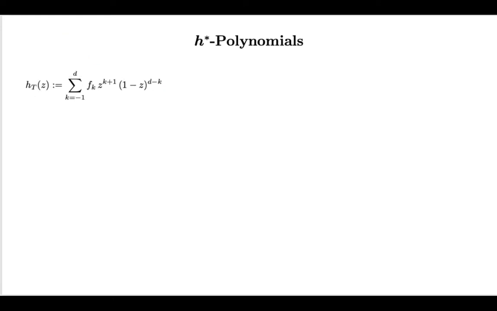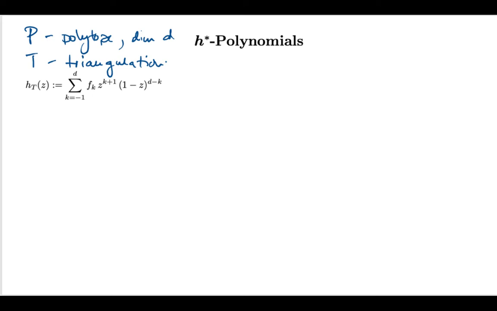I promised you a second reason why h-polynomials, the way we defined them, are a nice construct. And that is, now, again, I'm starting with a polytope P of dimension d, and T is now any triangulation. So this is not a boundary triangulation anymore, but a full triangulation.